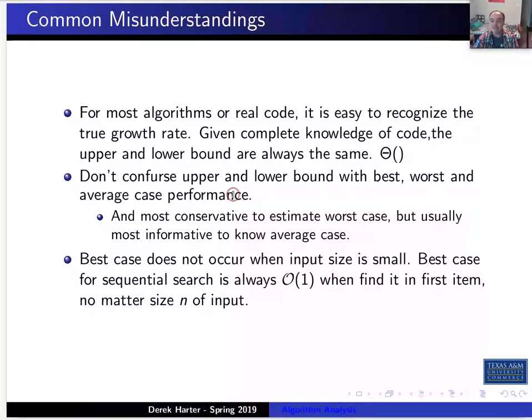Worst case doesn't happen when you have a bigger input, okay? So you're not going to get your worst performance when you have n that's billions, when your input size is billions, okay? That's confusing worst case with upper bound, okay? You're going to have your worst case depending on the type of the input.